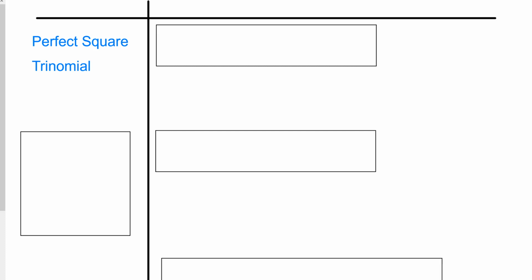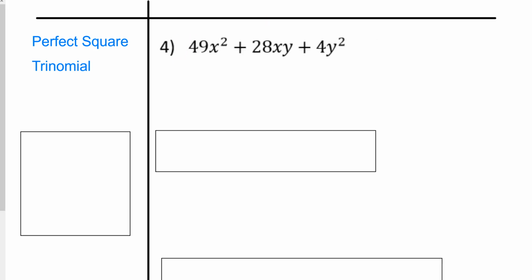Okay, let's move on to our next method. It's called a perfect square trinomial, or perfect trinomial square, or just trinomial square. Everybody calls it something slightly different. We're still looking at a trinomial. So we have 3 terms, and this one has something special going on.